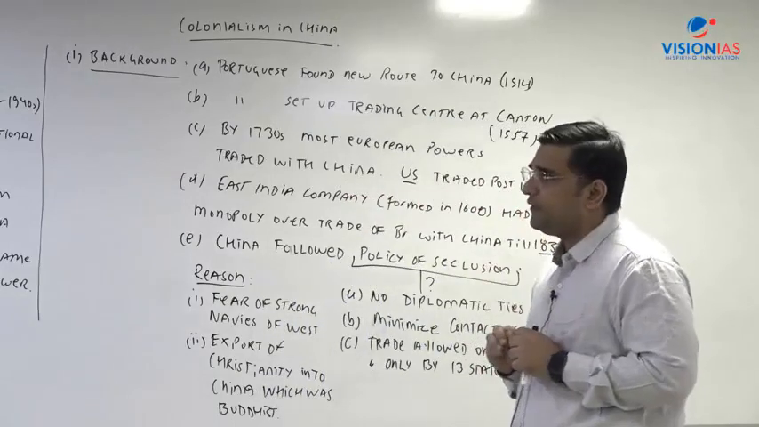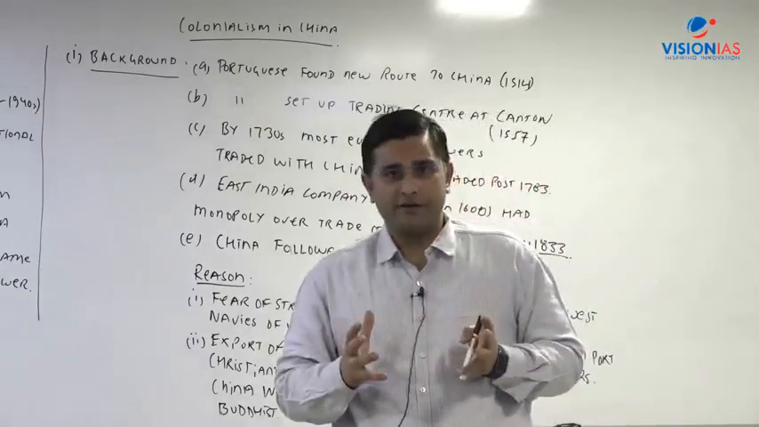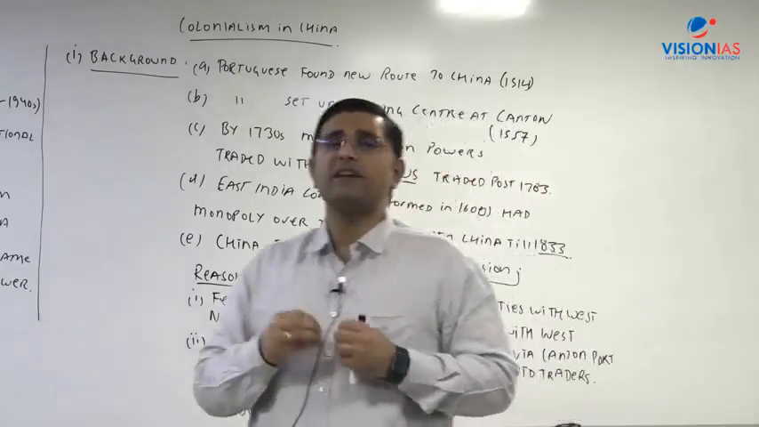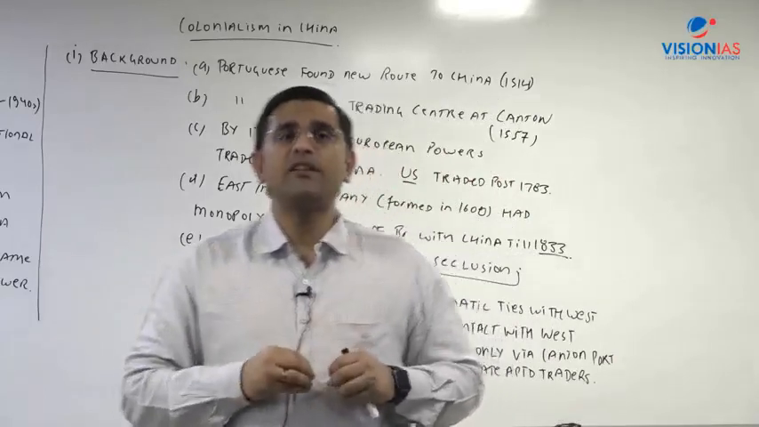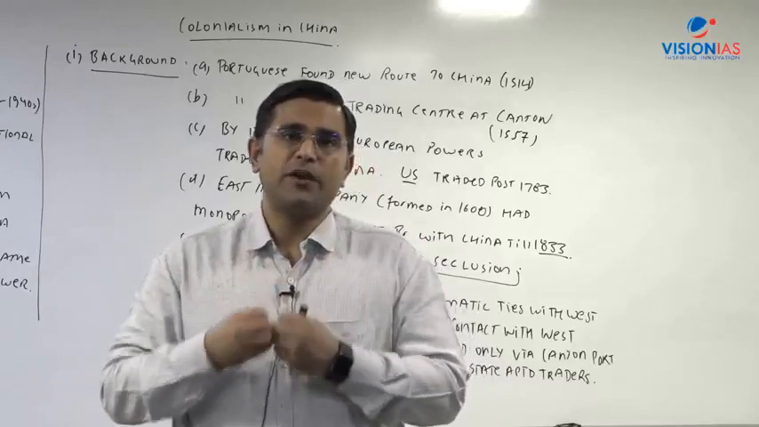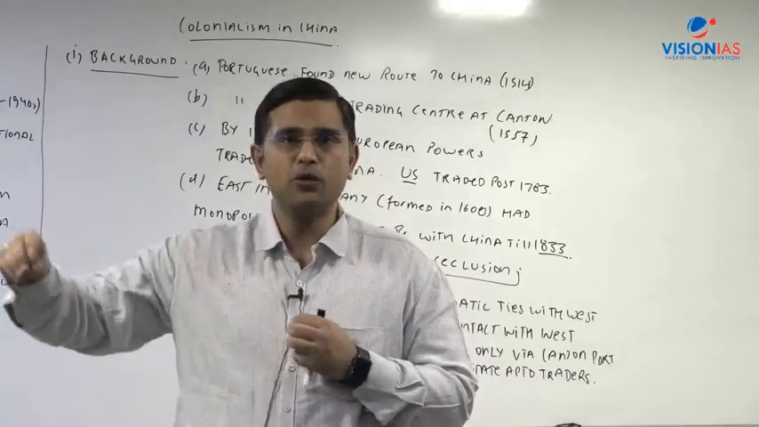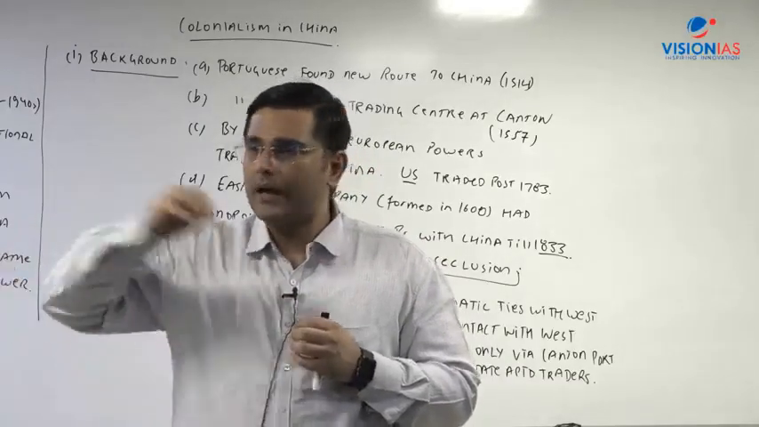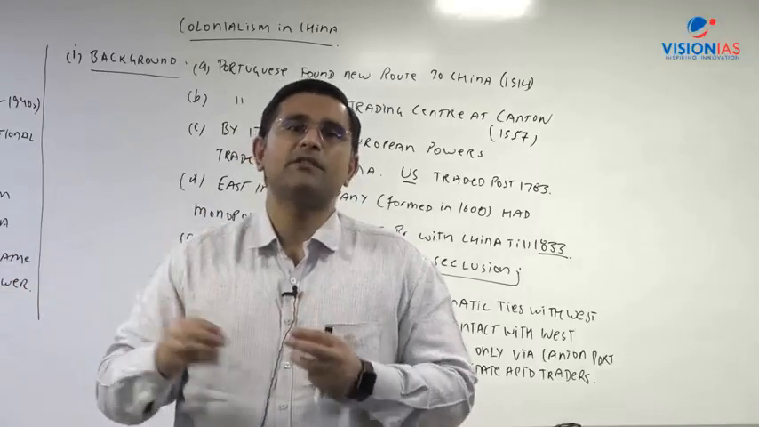And what is the intent of the Portuguese? The Portuguese want to do trade, right? And when they want to do trade, they would be establishing a trading center. What is a trading center? A trading center is nothing complicated. For example, if the Portuguese want to trade with China, they would find a port. They found Canton Port, and around Canton Port, they would be establishing their warehouses.